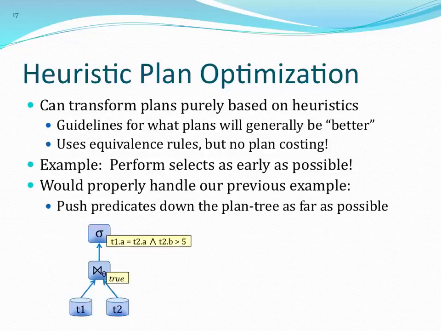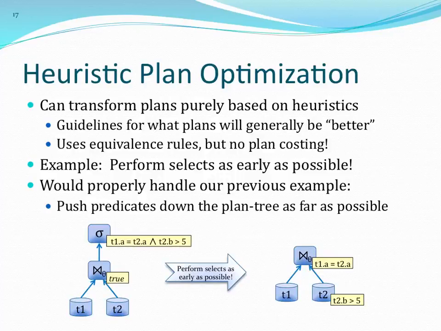It's not a perfect solution. Okay, we had this situation. We have these conjuncts, t1.a equals t2.a and t2.b greater than 5. What we're going to do is just try to do those selections as early as possible, and we end up with this plan. So that's kind of nice. We have a theta join with an equality, so now we can use an equijoin algorithm like sort merge, or we could use hash join to do that theta join as efficiently as possible.